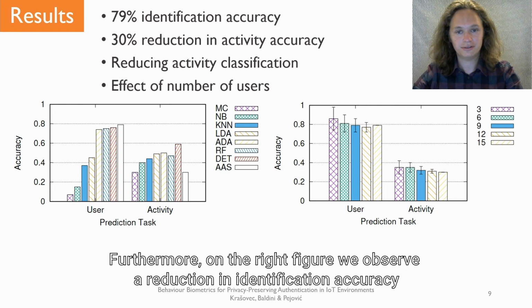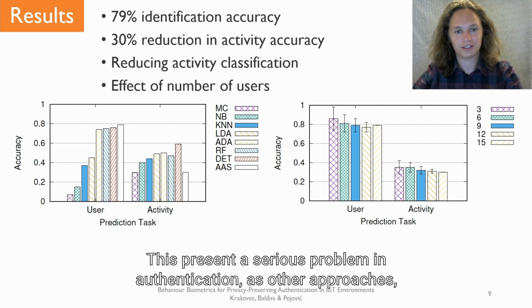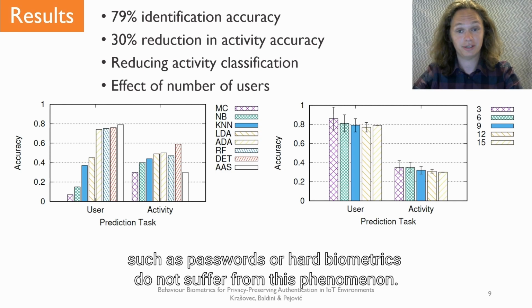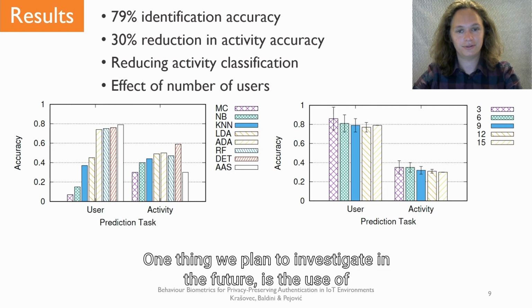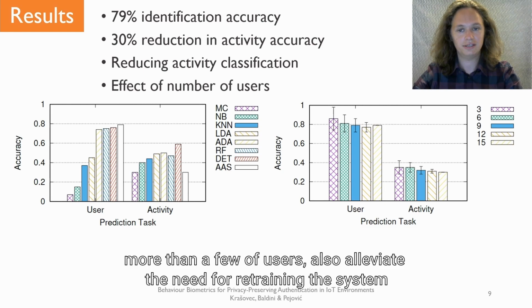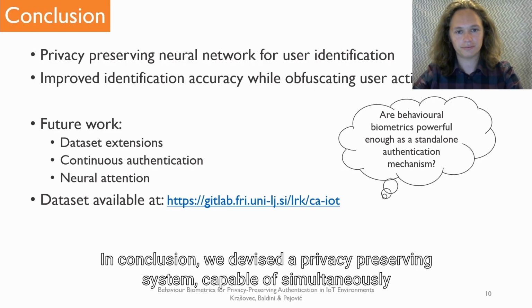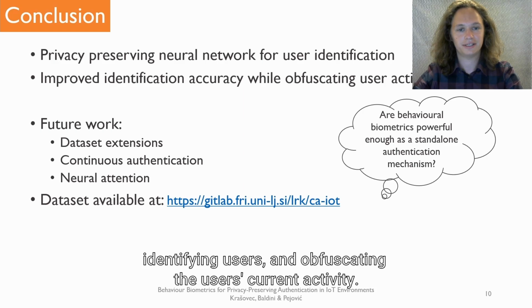Furthermore, on the bottom figure, we observe a reduction in identification accuracy with a rising number of users. This presents a serious problem in authentication, as other approaches such as passwords or biometrics do not suffer from this phenomenon. One thing we plan to investigate in the future is the use of personalized classifiers, which, besides mitigating the issue of more than a few users, also alleviates the need for retraining the system with the inclusion of every new user. In conclusion, we devised a privacy-preserving system capable of simultaneously identifying users and obfuscating the user's current activity.